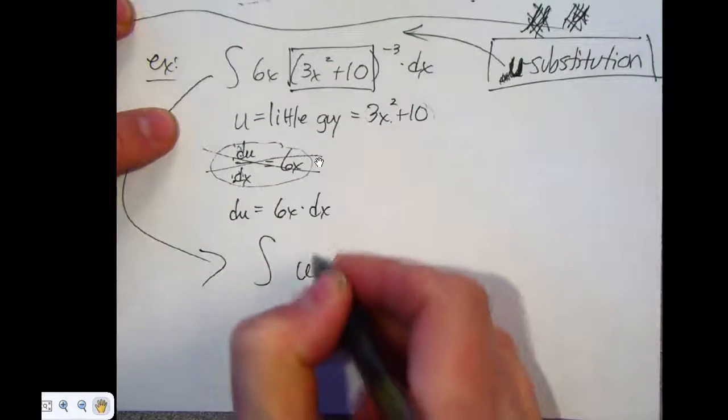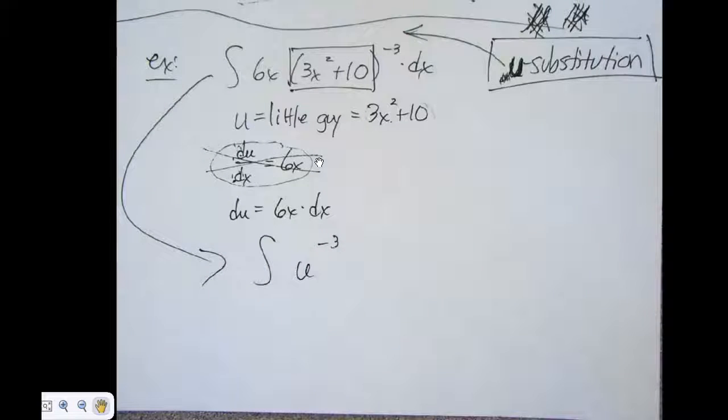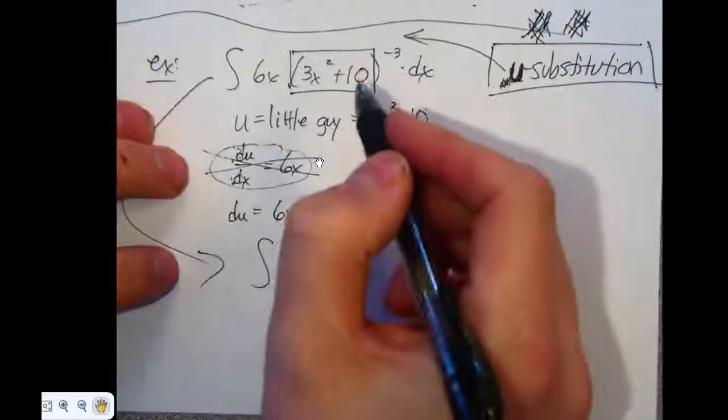So if I rewrite this problem, doesn't that just say u to the negative third now? Since u is equal to 3x squared plus 10, isn't that just u to the negative third? You're just making the 6x disappear. I didn't get to it yet. Okay. What am I going to put in place of 6x times dx? du. That's insane. Okay.